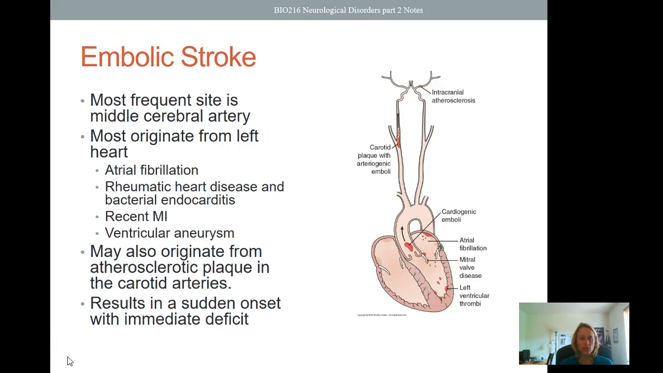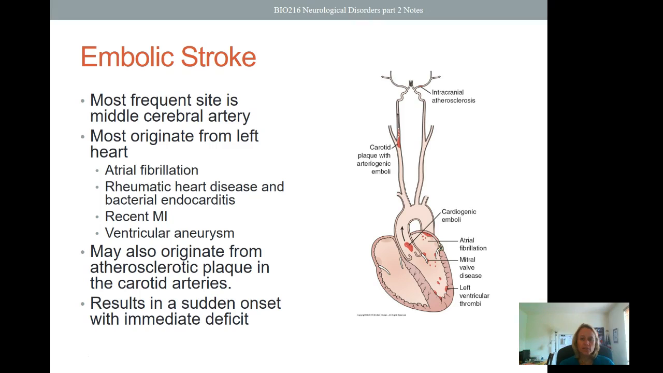An embolic stroke. The most frequent site for this is the middle cerebral artery. Most of these emboli originate from the heart due to blood clots forming due to atrial fibrillation, rheumatic heart disease, and bacterial endocarditis, so these vegetations can break off. Recent myocardial infarction, where the heart is not pumping efficiently and blood is allowed to clot. Ventricular aneurysm, where there's a kind of an outpouching of the ventricle and blood kind of pools and is allowed to clot there.